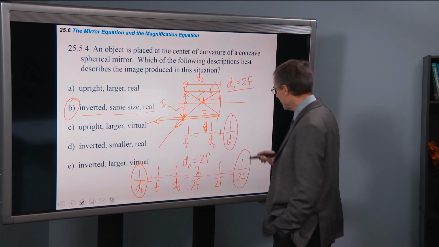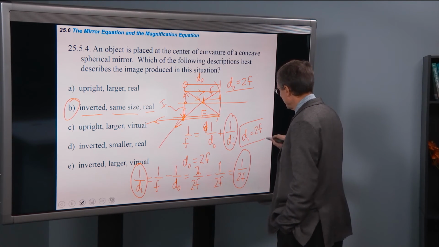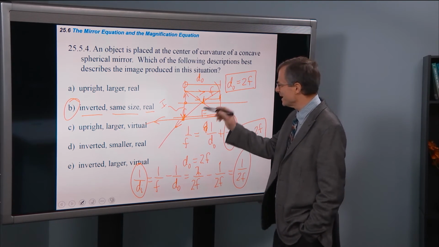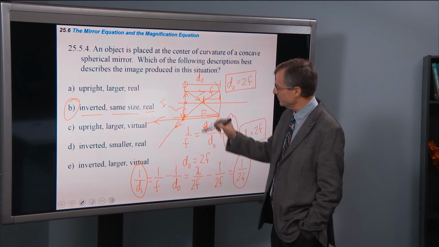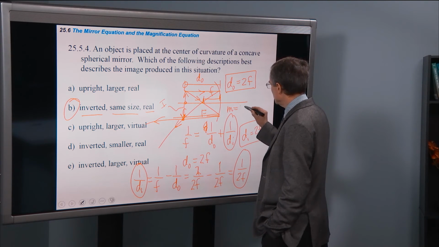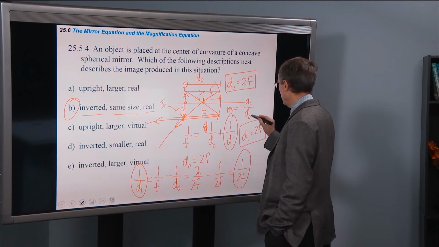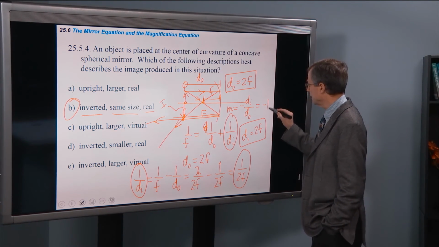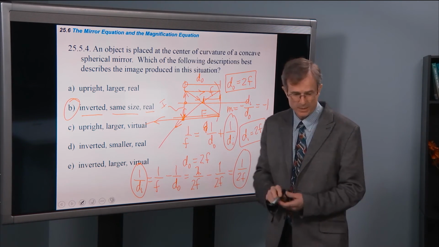What does that say di is? And do is also 2f. So they're both in the same spot. The image is at the same place that the object is. And because the magnification is minus di over d naught, di and d naught are both 2f, we just get minus 1 for the magnification. So that is the magnification in this particular case.